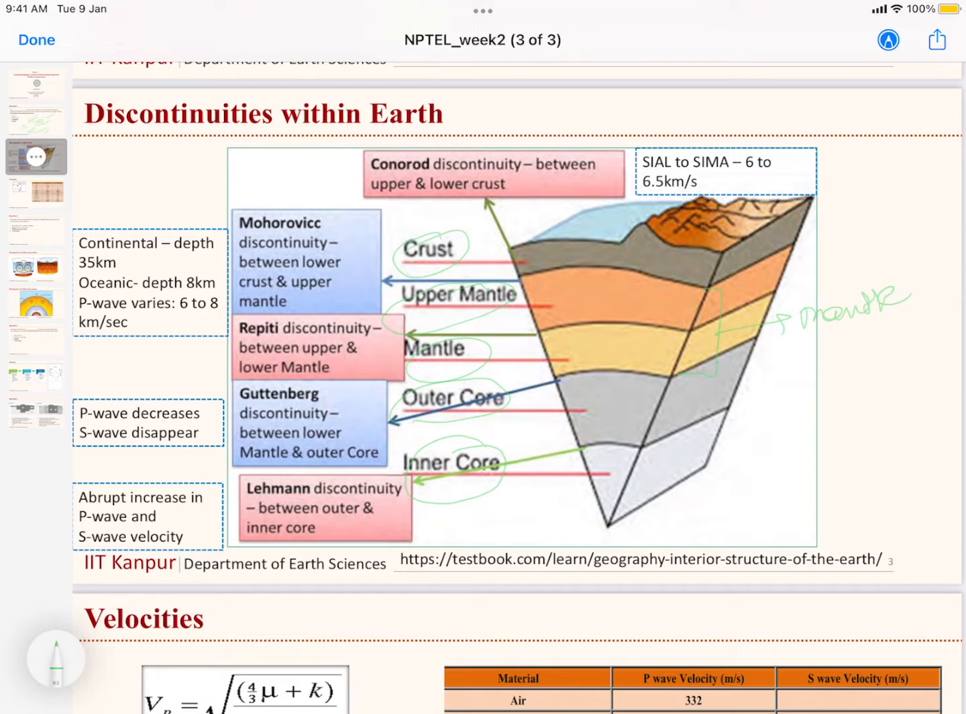The first discontinuity that we encounter is the Conrad discontinuity, which we generally face between the lower and the upper crust. As you can see in this figure, under the crust also we have two segregations, because the upper crust is mainly composed of SiAl, that is silicates plus aluminium, and the lower crust is mainly composed of SiMa, which is silicates plus magnesium. So this is the first discontinuity that we encounter.